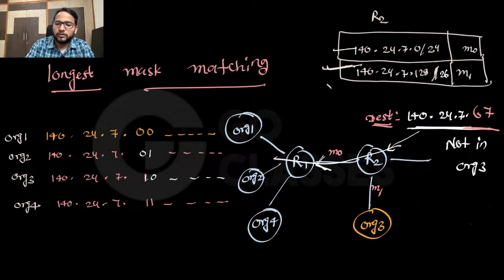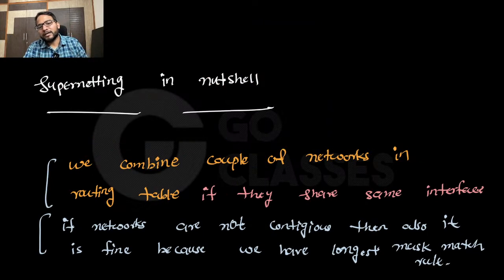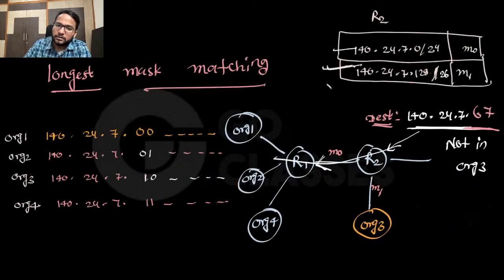Okay, so maybe this supernetting is clear to everyone, right? Basically, supernetting means you can combine a couple of networks in the routing table if they share the same interface. First of all, they must share the same interface. But even if you combine networks that are not contiguous, I can definitely do it. Actually, I can do anything, because the longest mask will take care of it. Okay, cool. Now let me go to one example.